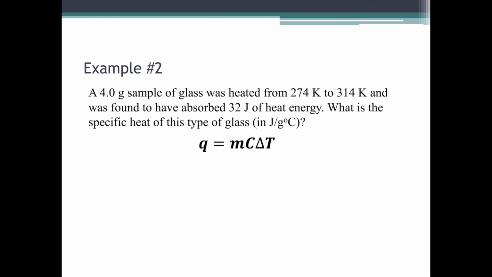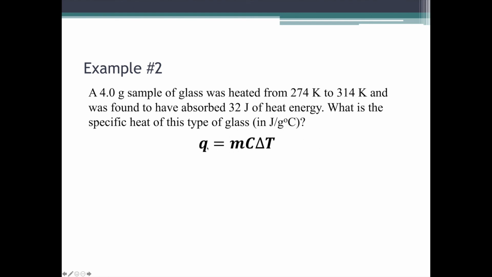Example number 2. We're going to make it a little harder. It says a 4-gram sample of glass was heated from 274 Kelvin to 314 Kelvin and was found to have absorbed 32 joules of energy. What is the specific heat of this type of glass in joules per gram degrees Celsius? Now that's important because it means I don't have to convert this to calories. I can leave it as joules to get my answer in joules.